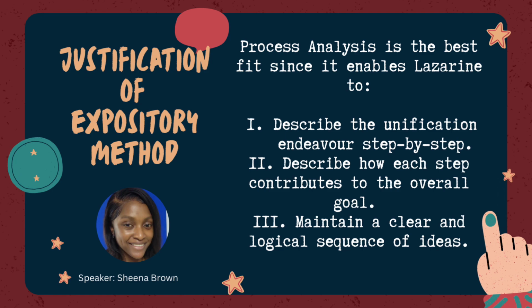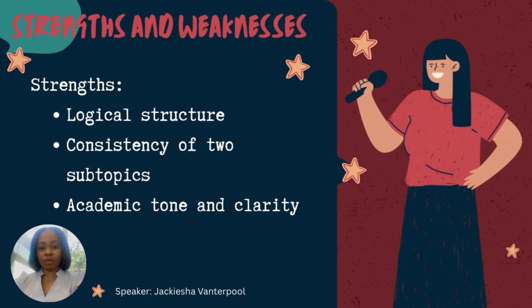My colleague, Jakisha Vanterpool, will now outline Lazarine's strengths and weaknesses. Good day, everyone. I am Jakisha Vanterpool, and I'll be outlining the strengths and weaknesses of Lazarine's topic-to-sentence outline for the essay titled How to Unify the Caribbean. While the writer has shown some effort in structuring her ideas, there are a few areas where improvement is needed. Let's begin with the strengths of the outline.